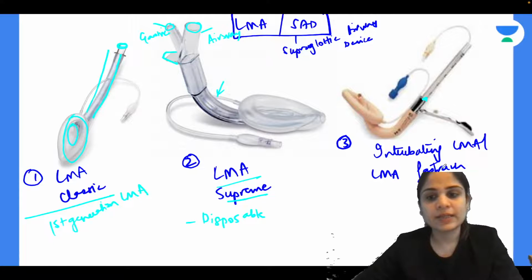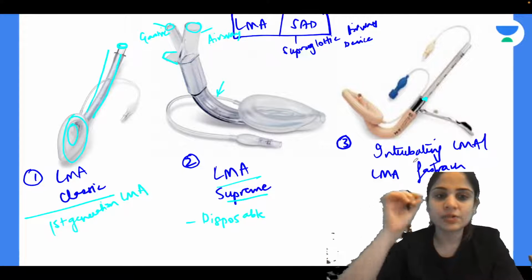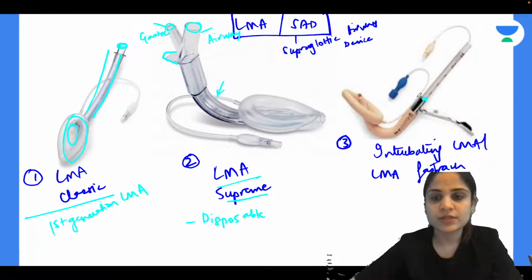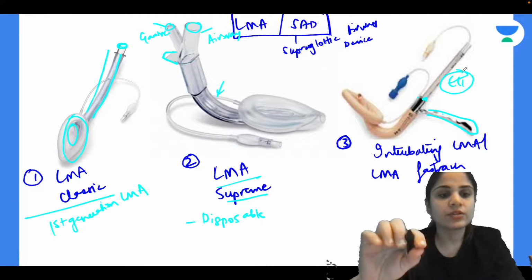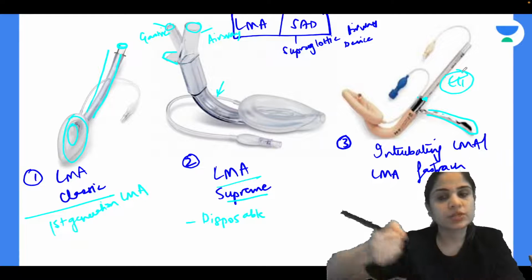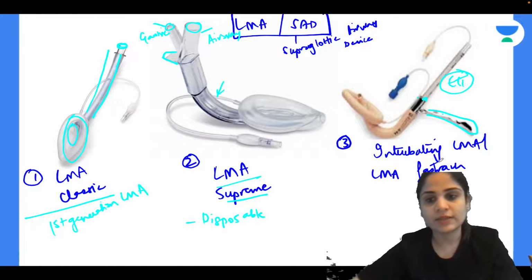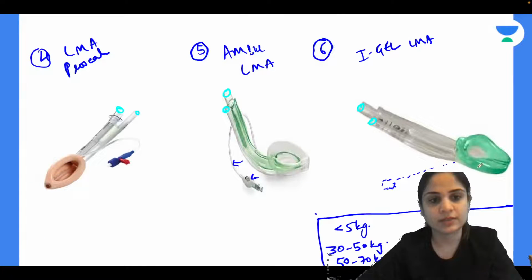Then this intubating LMA or LMA fast track helps you in intubating the patient. First you put the LMA, it will have the steel big handle over here. Then through the LMA you put the endotracheal tube. Once the endotracheal tube is inside, you have intubated the patient, and you just remove the LMA out. So this is your intubating LMA or LMA fast track.